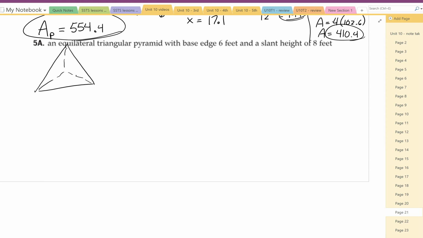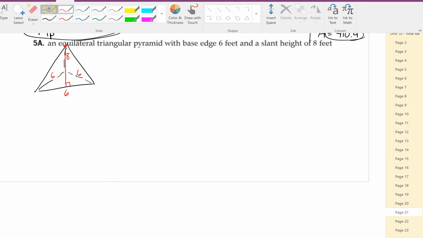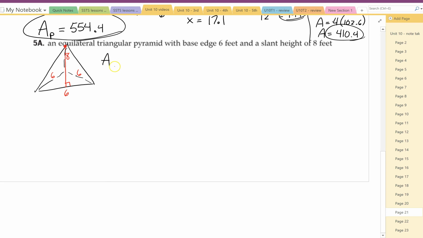Okay, base edge is 6 feet. So that's 6, and this is 6. And a slant height of 8 feet. So if I draw a line from the top of the pyramid down to this base edge, that's going to be 8 feet. All right, so I can pretty easily figure out what the 3 sides of the pyramid are in terms of their surface area, because they're each triangles, and triangles are just 1/2 base times height, or base times height divided by 2.